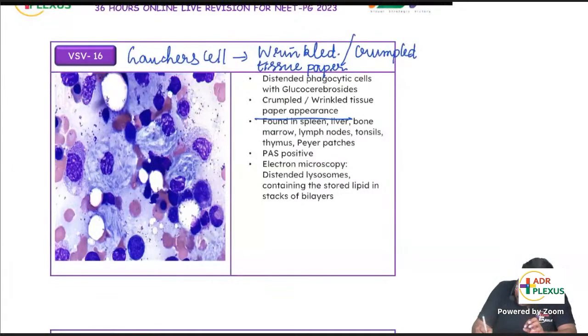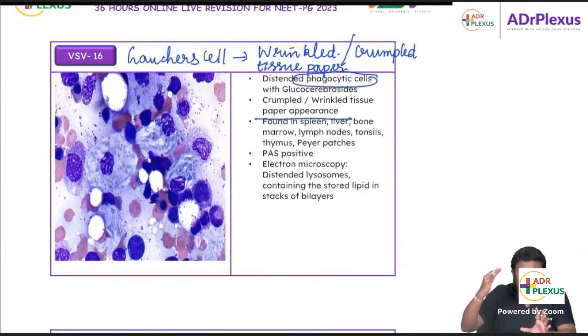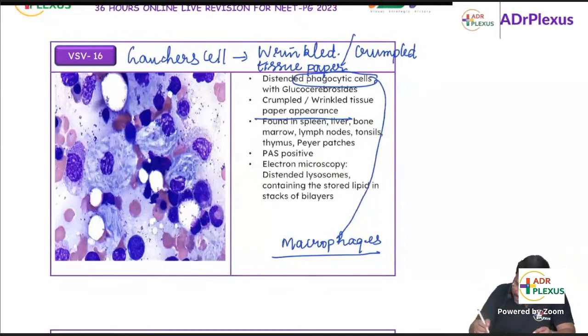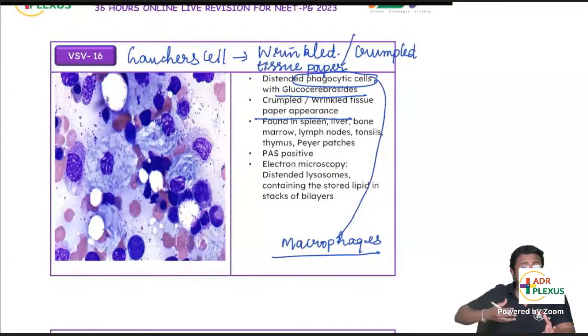So what is this thing? These Gaucher cells are nothing but phagocytic cells, the macrophages. So in Gaucher's disease, what is the enzyme absent? Glucocerebrosidase is absent. So there is an accumulation of glucocerebrosides inside the distended macrophages of the reticuloendothelial system. This gives you the appearance of crumpled or wrinkled tissue paper.